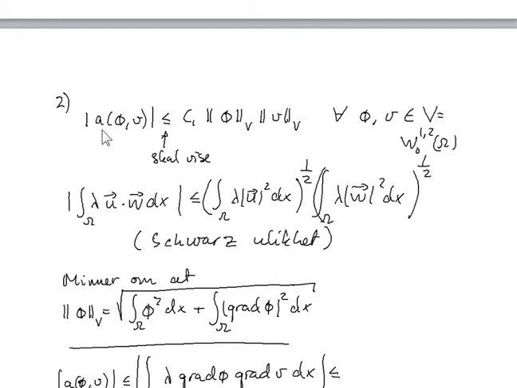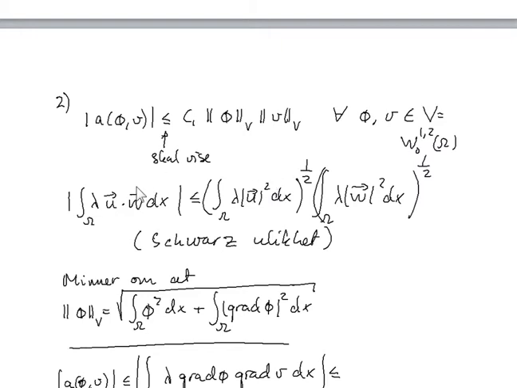And the continuity, in mathematical terms, was given by this condition: that the absolute value of A of phi, v, for any pair of functions phi and v, should be less than some positive constant c1 multiplied with these two norms. And this should hold for any phi and v in the Hilbert space V, which in our case is equal to the Sobolev space W0.